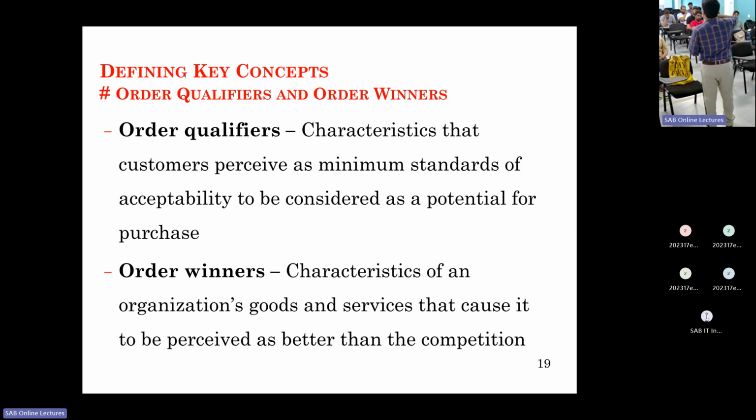But to win the market, that is not enough. At least they should be excelling at one end. Beyond those basics, that is called a winning point, the factors that bring the business to them. To give a little more detail, order qualifiers are the basic standards that you should maintain in the business, and order winners are the additional winning points that bring the business to you. So each business, when developing plans, should carefully blend them and accordingly come up with the strategy.